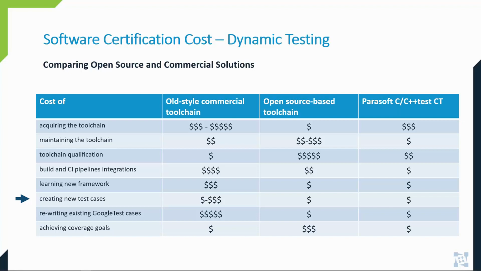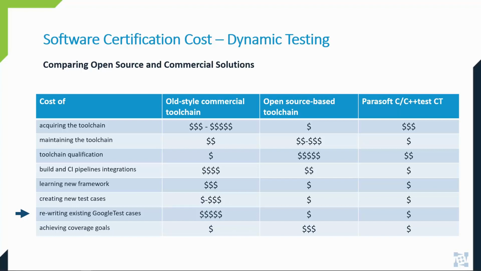Dev teams make the fastest progress when using popular open source frameworks such as GTest or commercial tools that utilize GTest. Teams that consider using a proprietary unit testing framework must also consider the cost of migrating already created Google test cases to the new framework. The cost here is proportional to the number of test cases and in many cases can be prohibitive. With Parasoft C++ Test CT, this cost does not exist.